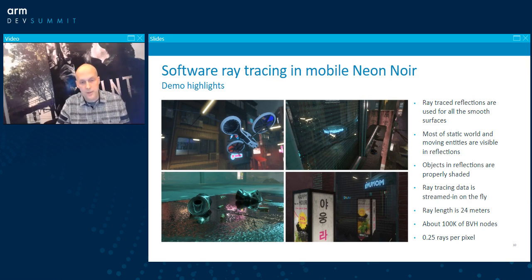We stream ray traced data from disk on the fly, and it means we are not limited by the size of the scene. For example, a much bigger part of the city will work with the same performance. Ray length is high enough to handle most of the reflections with ray tracing, and also to make sure that the transition into environment probe reflections is not too obvious.